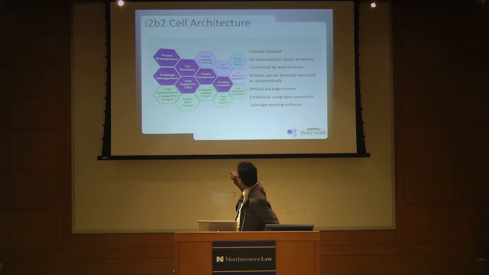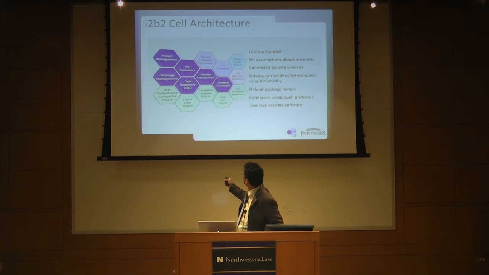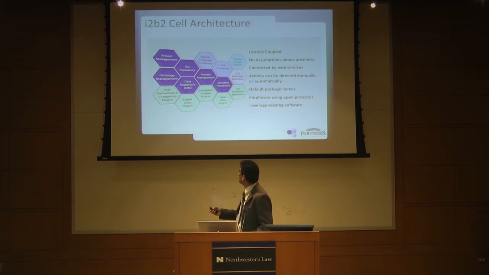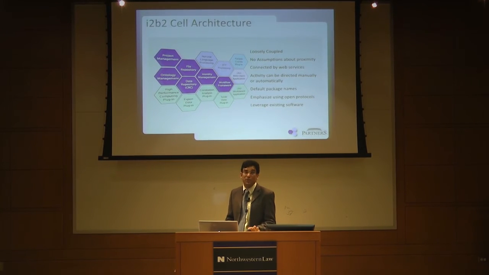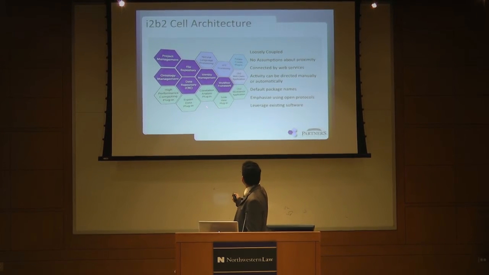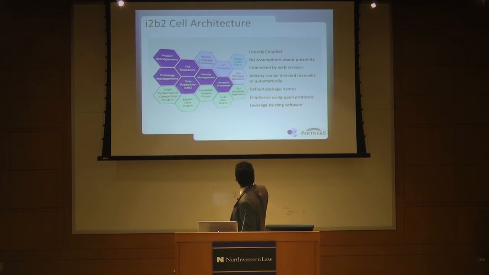The dark blue cells, the project management, the ontology, the file repository, the identity management, and the workflow, are the core i2b2 cells. All of them communicate back and forth using web services. Because of web services, it doesn't actually have to be on the same machine. It could be on a different server, it could be on a different continent. It just connects through standard HTTP calls.